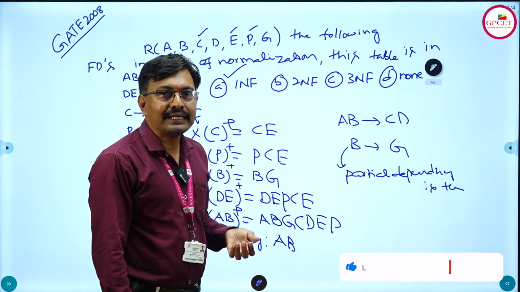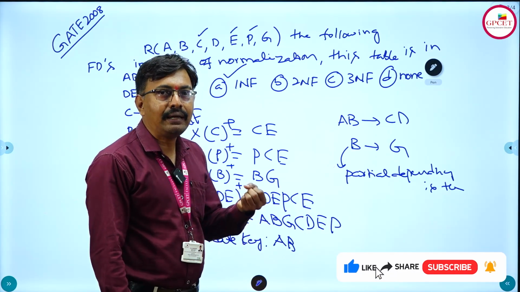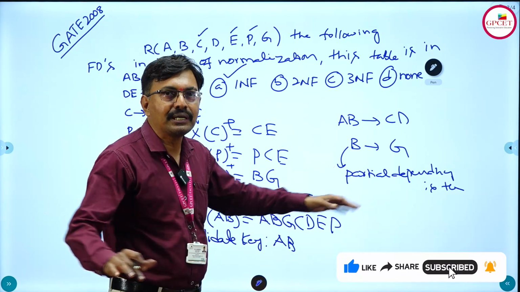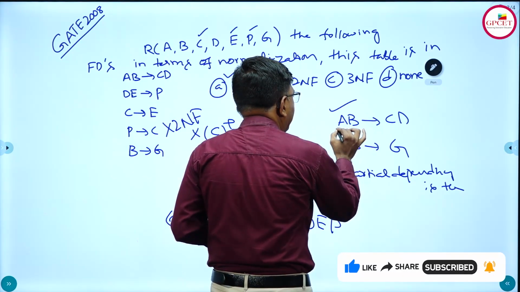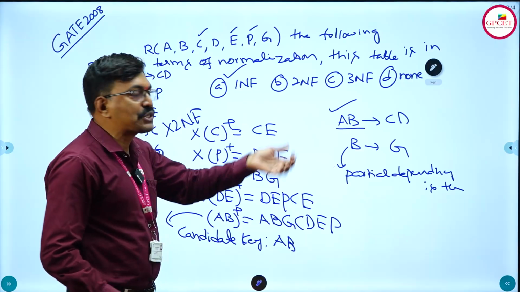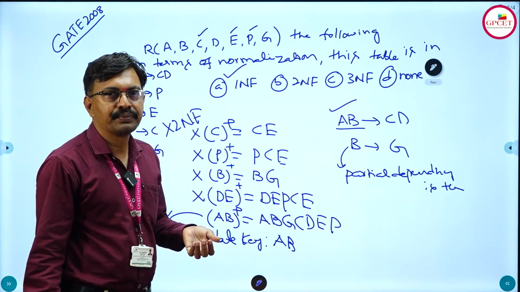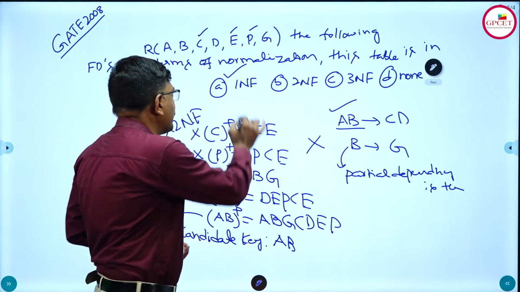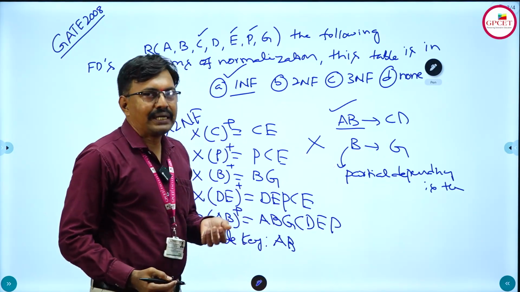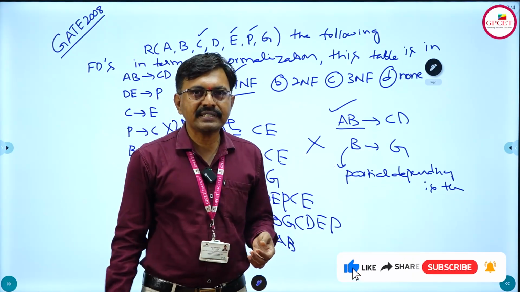Okay, according to our definition of second normal form, what is the partial dependency? There is no partial dependency in second normal form. But observe here, AB tends to CD. AB is a primary key. Here B tends to G is a part of the primary key. That's why it is not in second normal form, it is in first normal form. Okay, that is today's topic, second normal form.